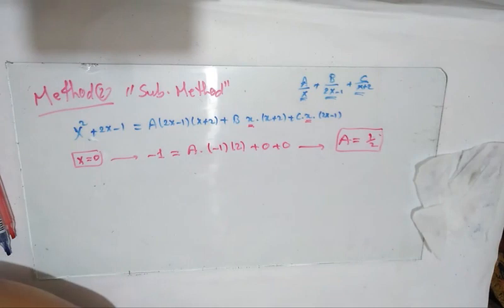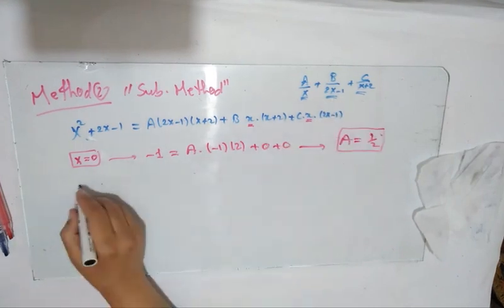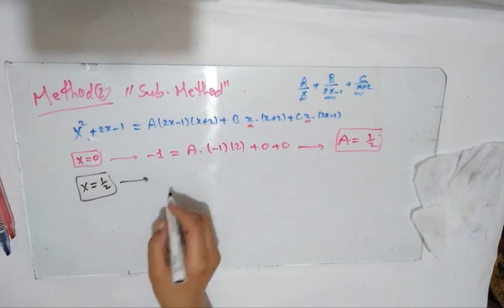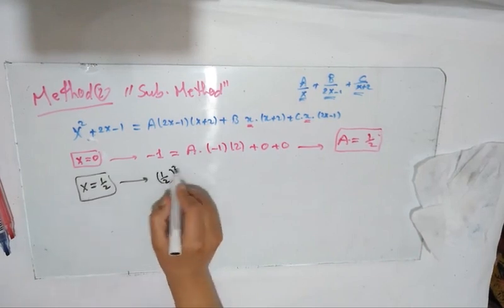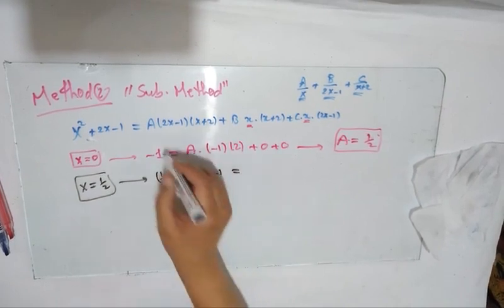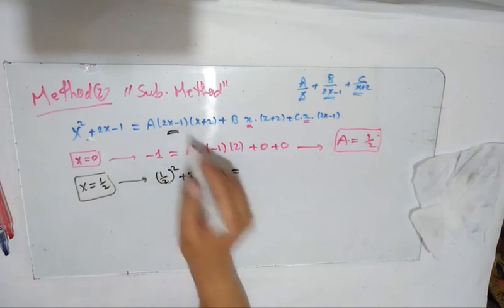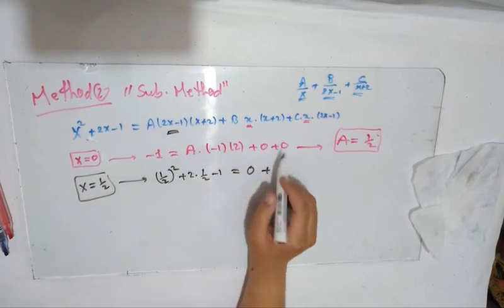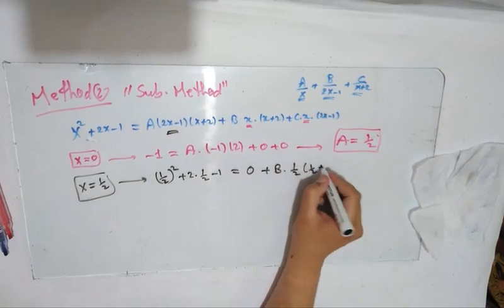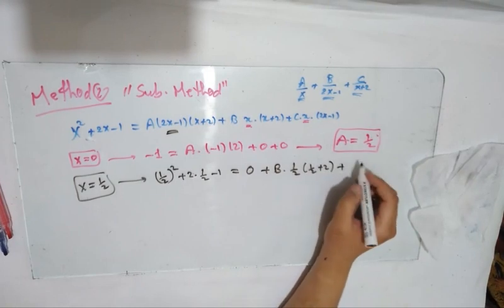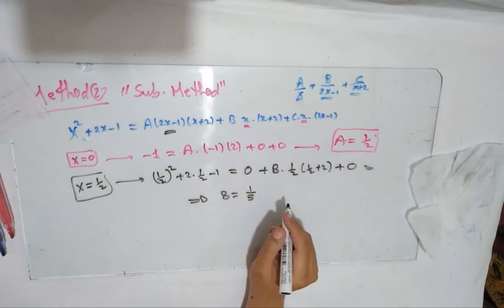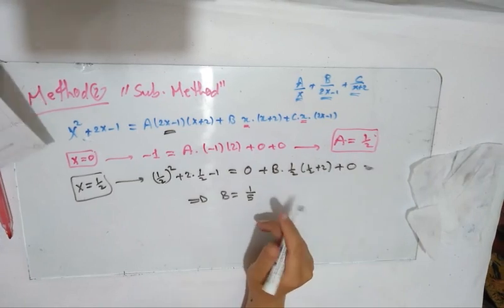And if we substitute the second zero of the denominator, which is x equals half, the left hand side will be half squared plus 2 times half minus 1. On the right hand side, 2x minus 1 will give us 0, plus b times half plus 2, and then plus c times half times 0, so all of this will be 0. So b equals 1 over 5.